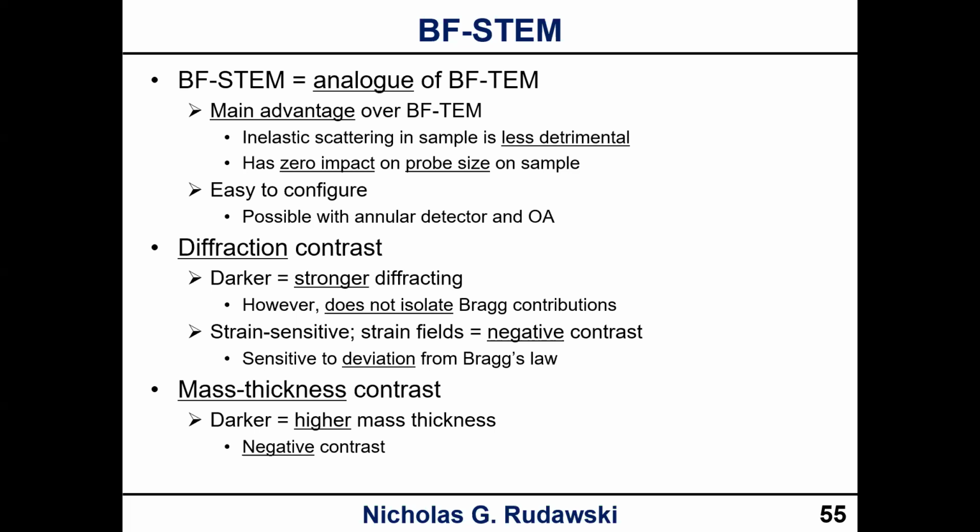Okay, and then you also can have a contribution from what's called mass thickness contrast. Again, darker is going to be higher mass thickness, which will be a negative contrast. You can have both of these present at the same time. Generally speaking, if you're dealing with crystalline materials, diffraction contrast maybe swamps out the mass thickness component, but both of these can be occurring simultaneously.